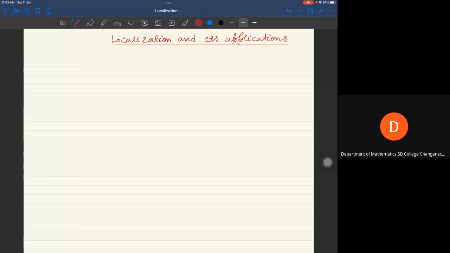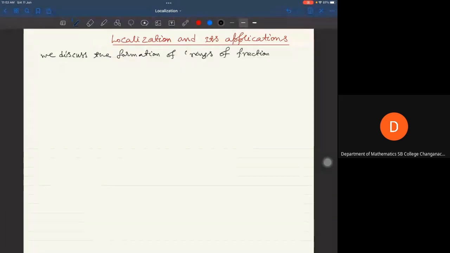So today I'll talk on localization and its application. The main thing we will discuss is the formation of rings of fractions. In modern language we call it localization, and also we'll discuss modules of fractions.